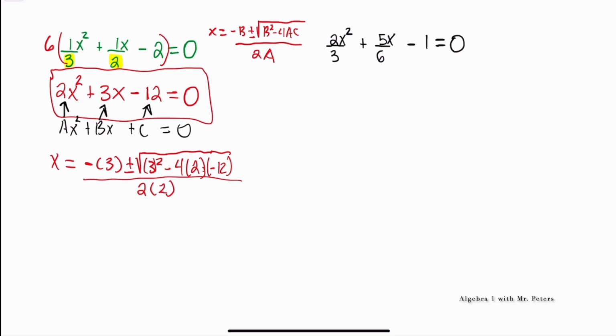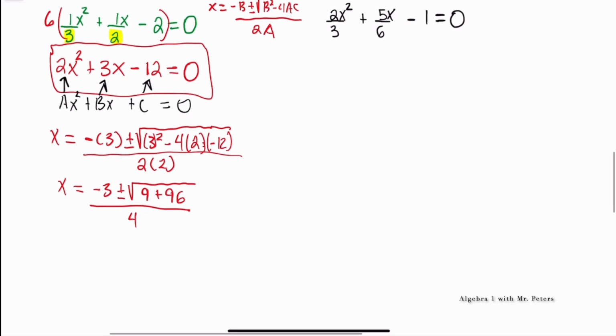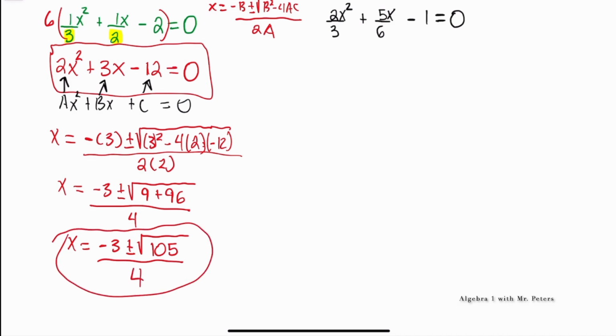Now, when we simplify, family, what we're going to get is x is equal to negative 3 plus or minus the square root of 9 plus 96, all over 4. When we simplify one step further, we're going to have x is equal to negative 3 plus or minus radical 105 all over 4. And when we look at this radical here, we cannot break it down any further. So this is going to be our answer. And this is another way that you could solve quadratic equations with leading coefficients.